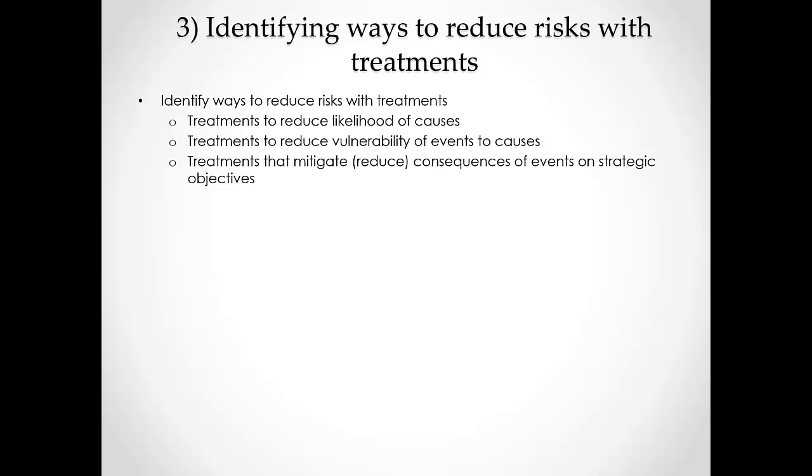Third, after identifying and measuring risks, we identify ways to reduce the risks with treatments to reduce source likelihoods, treatments to reduce vulnerabilities of events to sources, and treatments to reduce the impact of events on objectives. We also measure or estimate the anticipated effectiveness of the treatments to the sources, events, and consequences.